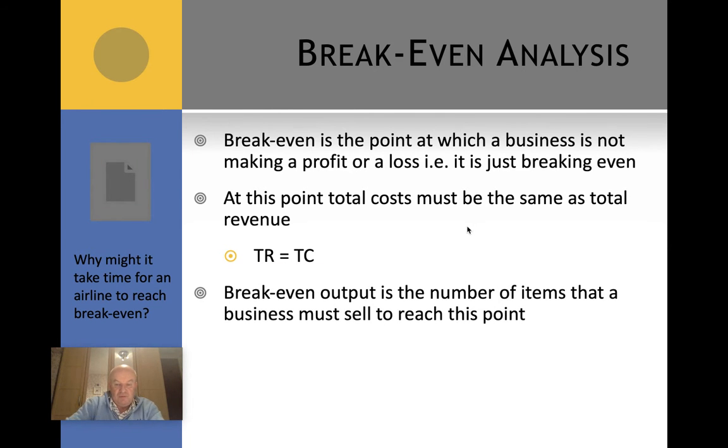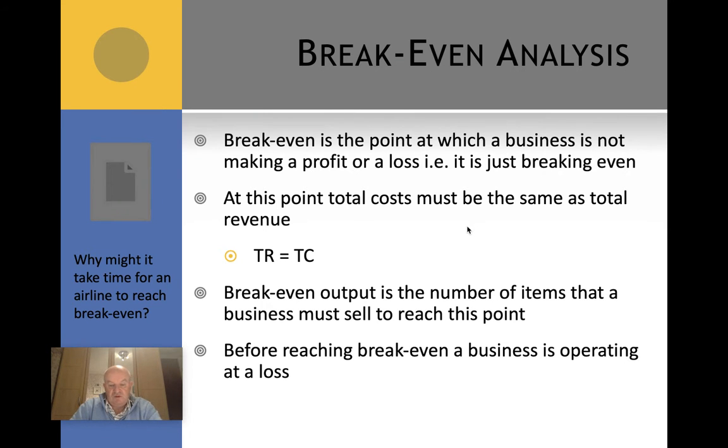The break-even output is basically the number of items that a business needs to sell in order to reach the point of break-even. So it's the number of units sold which becomes your break-even output, i.e. the point at which the revenue that you're generating from that level of output is exactly the same as your total costs for producing that output.